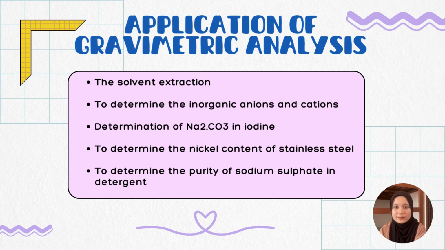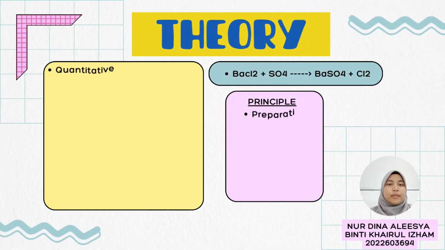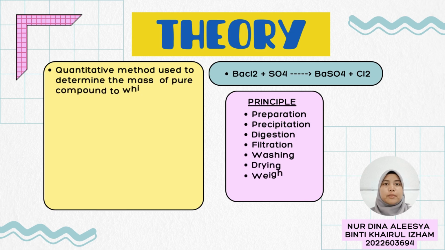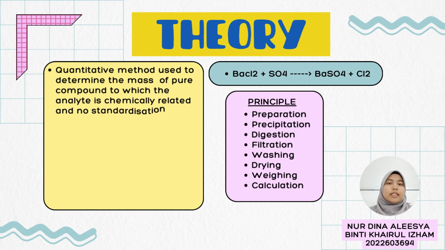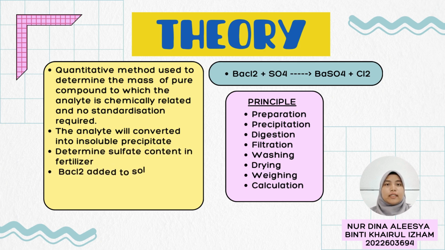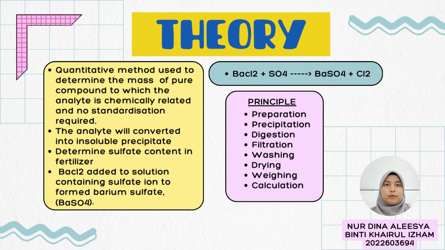Assalamualaikum, my name is Nordina Alisha and today I will discuss the theory behind gravimetric analysis. Gravimetric analysis is a quantitative method used to determine the mass of a pure compound that is chemically related to the analyte without the need of standardization. Here's a brief overview of how this process works.